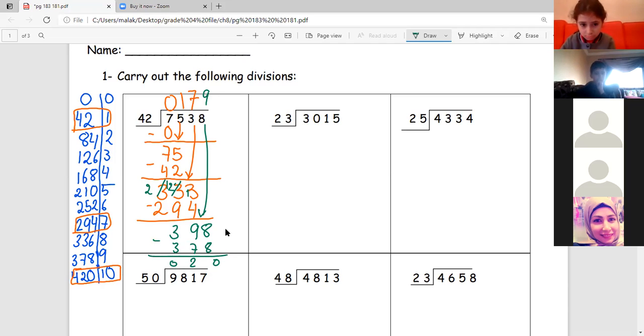The remainder always has to be less than 42. So 20 is the remainder. It has to be less than 42.